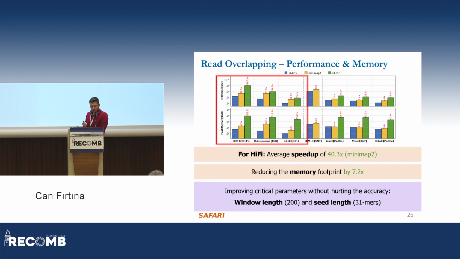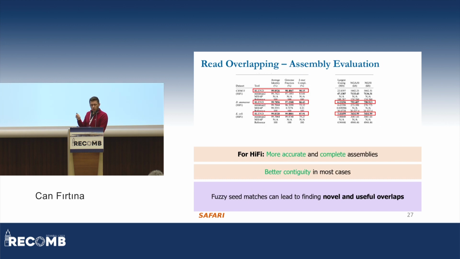So for performance, I'm going to talk about only hi-fi reads. We have an average speed of 40x compared to Minimap2, and we reduced the memory footprint by 7x. So we can improve the critical parameters without hurting the accuracy, for example, window length and the k-mer. So for assembly, when we generate the assembly, what we find is that we can generate more accurate and complete assemblies than Minimap2 and MHAP, and also better contiguity in most use cases. So fuzzy seed matches can lead to finding novel and useful overlaps.